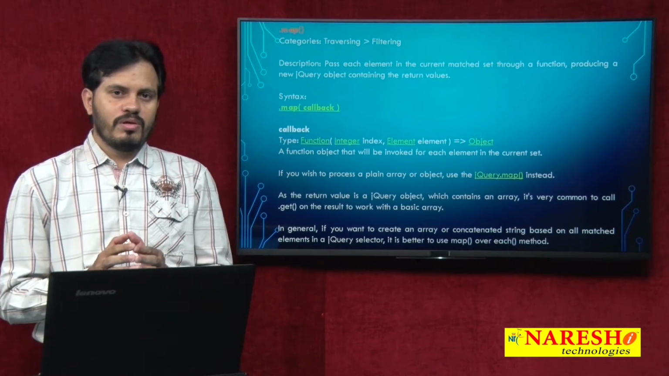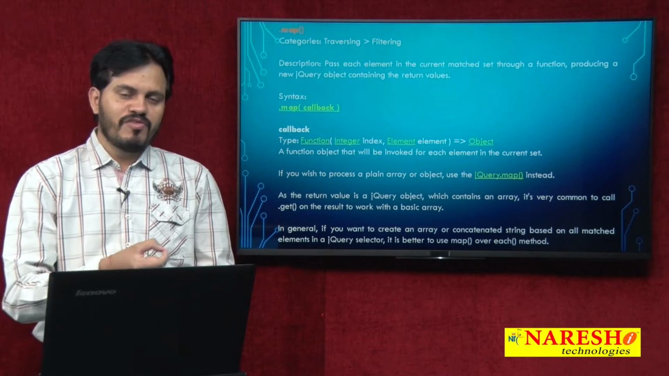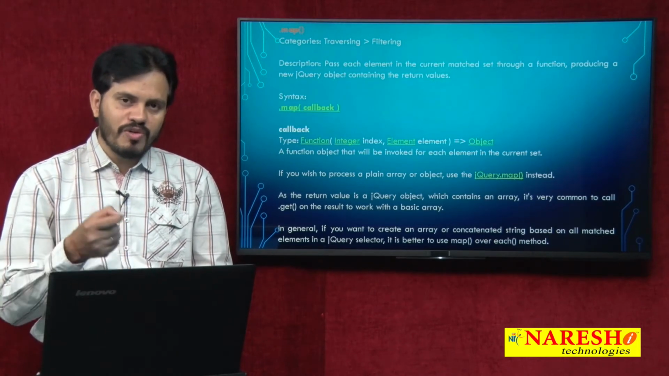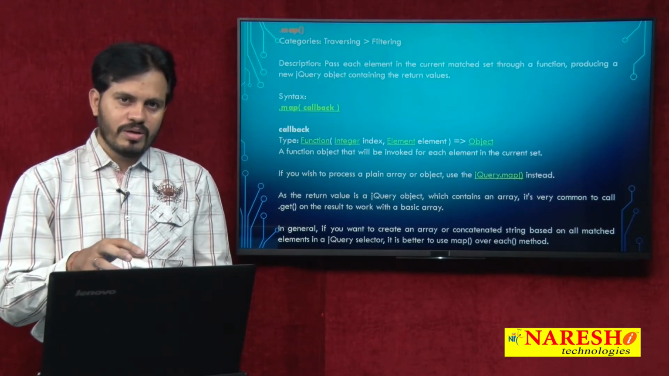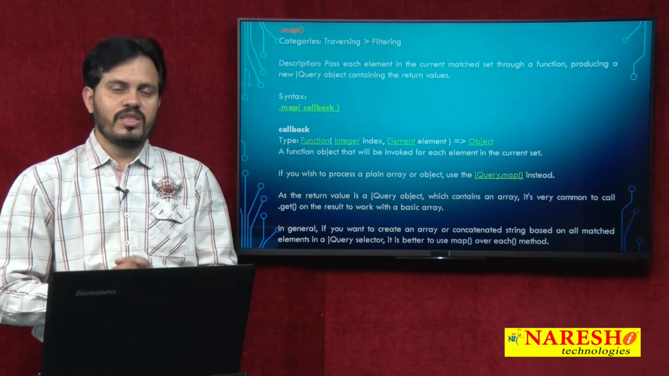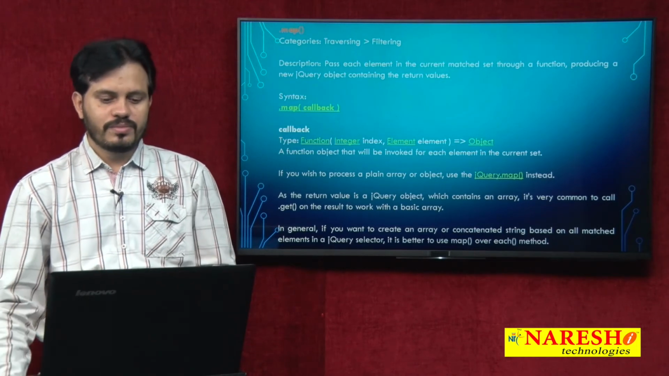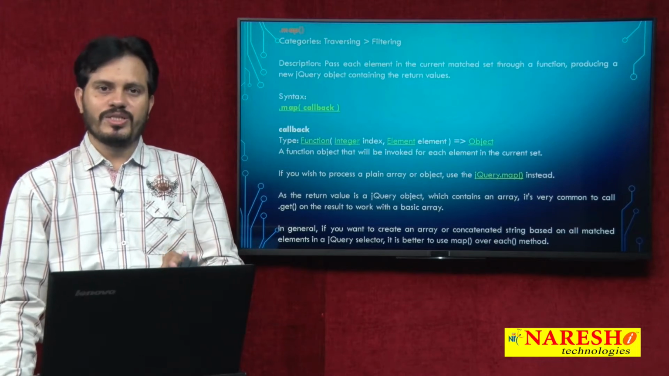But the difference of this map method from the each method is that the map method is used when we have a set of matched elements, and from the set of matched elements, each element we have to pass through a function, and in that we have to return one by one, and collectively it should be returned as a jQuery object in the form of an array. Then we go for the map method. And here it also takes two parameters, one is the index, one is the element.